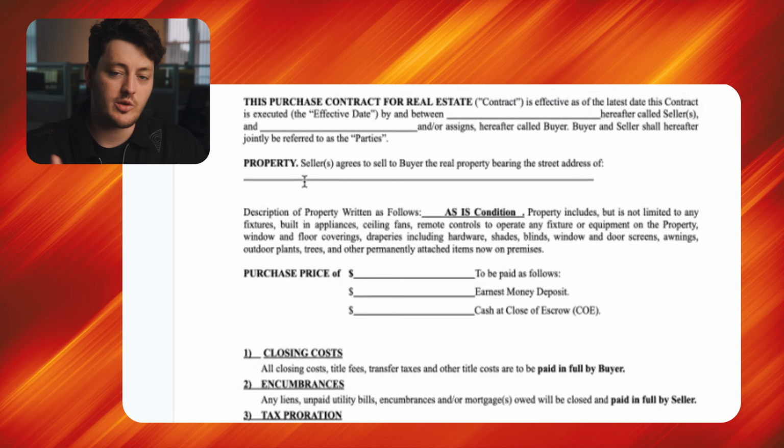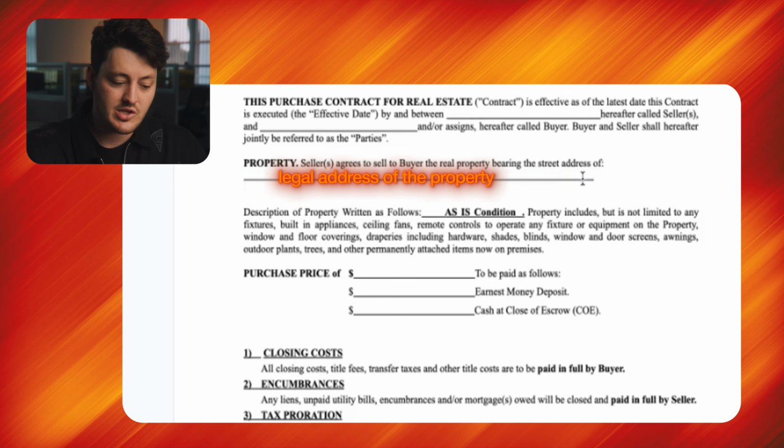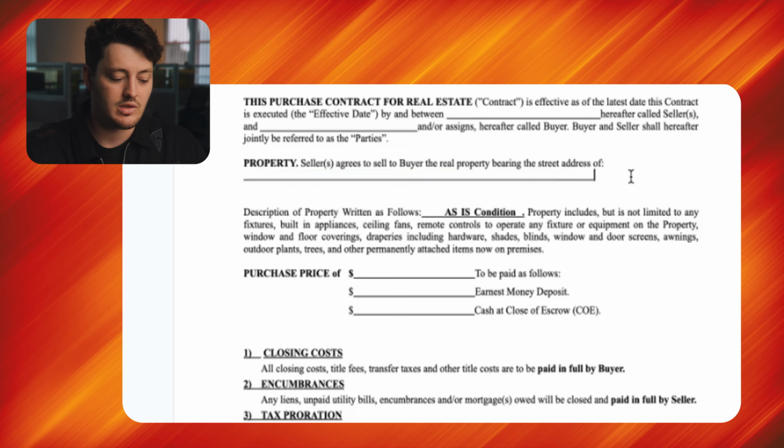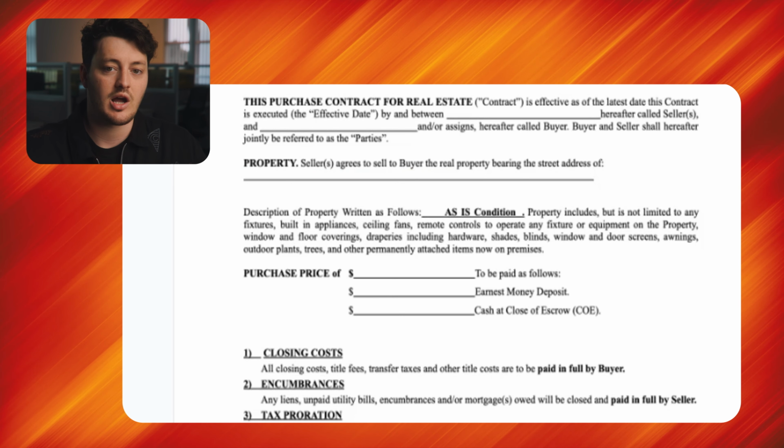Next part you want to make sure you absolutely get correct is the address of the property. This is the legal address of the property that will be at title and escrow. You want to make sure that's correct. I would always double check that before sending out a contract for signature.